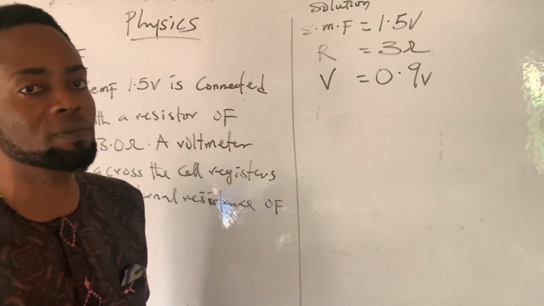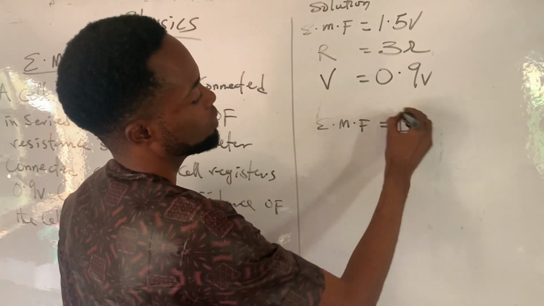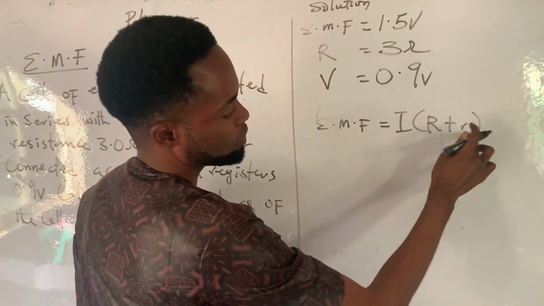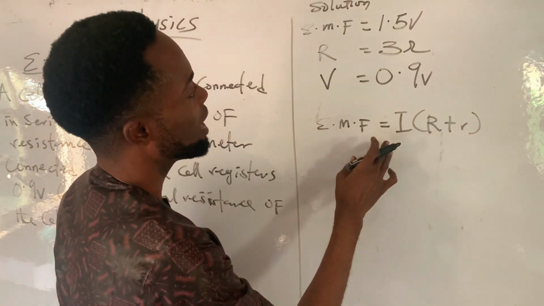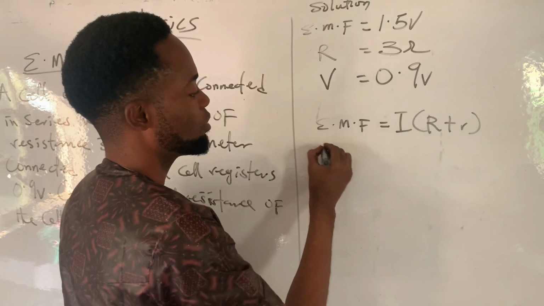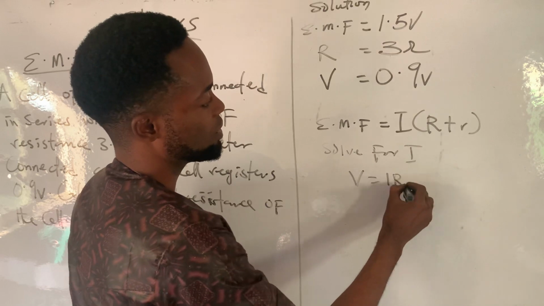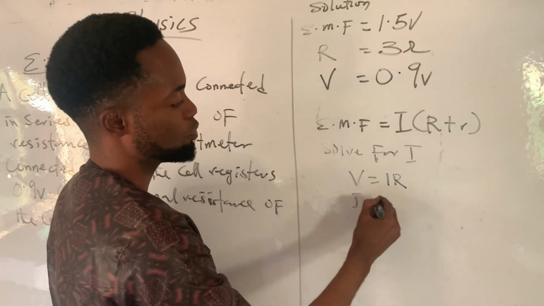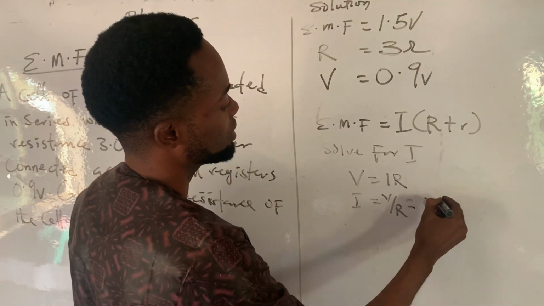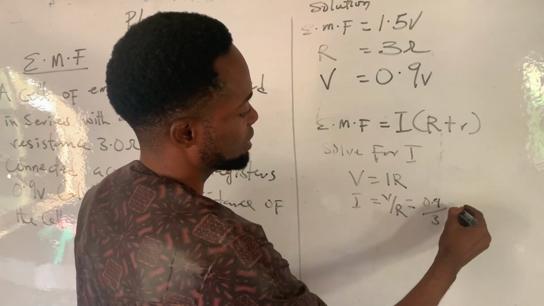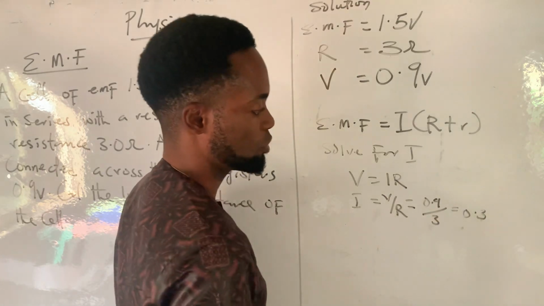There are so many methods to adopt here, but the easiest one is to have EMF equals I(R plus small r). You are looking for small r. All right. Now, do we have our I? We don't know I, so you can solve for your I. Remember, V equals IR. We know our V, we know our R, so I will be equals to V over R, which is 0.9 over 3. That should give us 0.3.